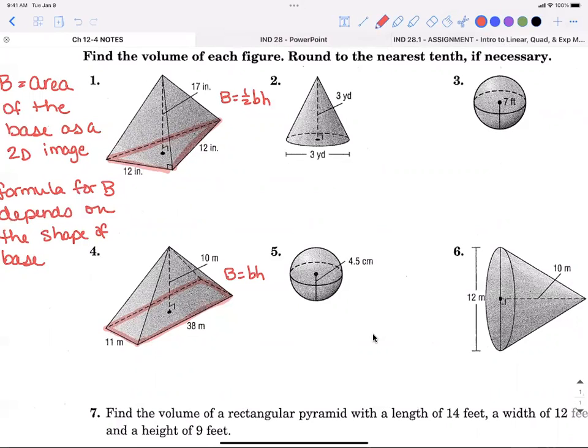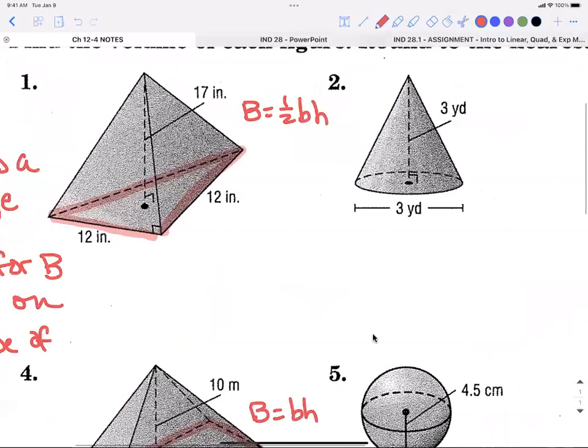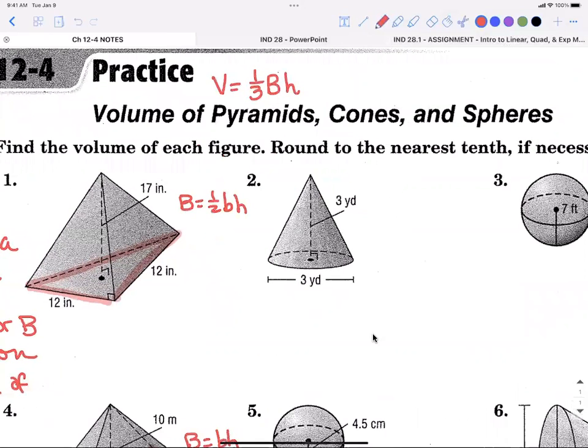Make sense? All right, so let's do number 1. Okay, so first of all, oh, wait a minute. Let me go ahead and give you the other formulas. I got sidetracked on the base of these pyramids. For cones, we need volume equals 1/3 pi times radius squared times height.